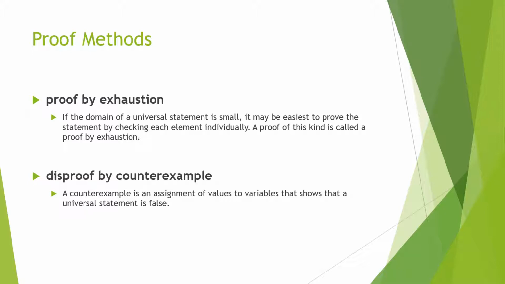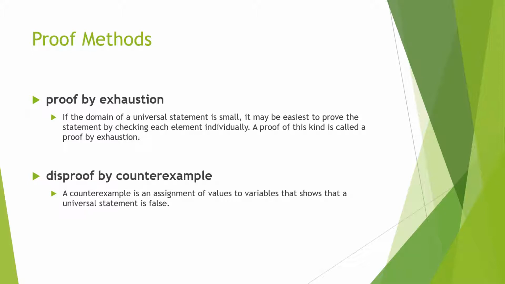So if the domain of a universal statement is small, it may be easiest to prove the statement by checking each element individually. That's why we call it proof by exhaustion, because it's an exhaustive process. You have to prove the claim for every single element in the domain. A proof of this kind is called a proof by exhaustion. So we will see different examples of this method, but let's introduce another method of proof.